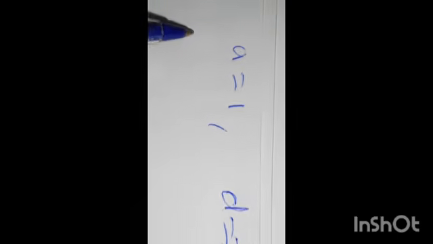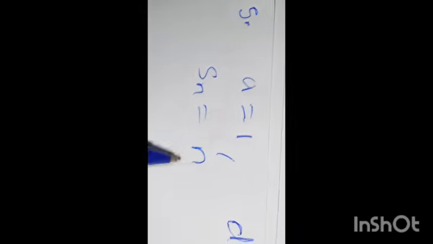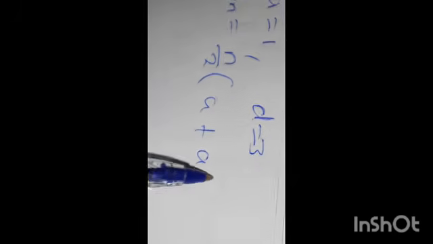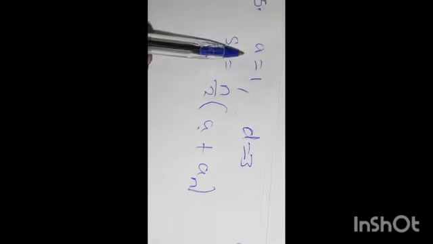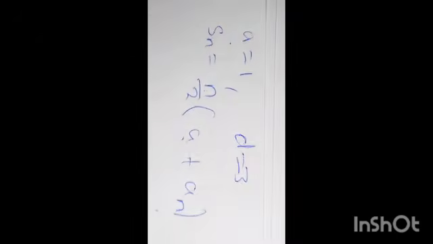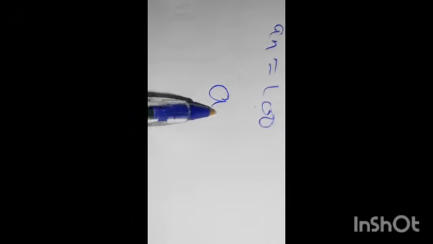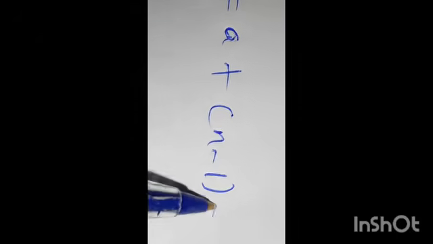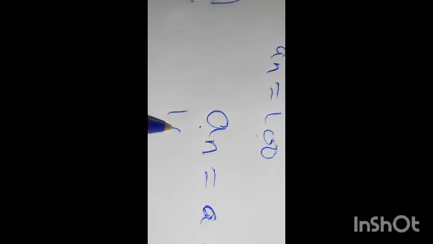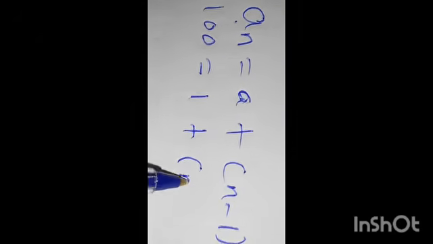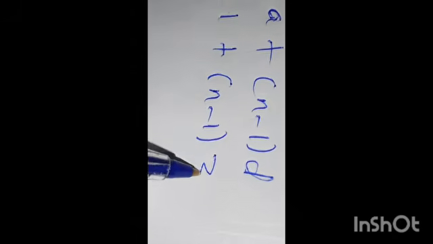So for this one, we're going to use S_n = n/2 (a + a_n). From here we have our a, which is 1, and our a_n, which is 100, but we don't have n, so we have to find n, the number of terms. The nth term of an AP is given by a_n = a + (n - 1)d. Our a_n is 100, a is 1, and d is 3.